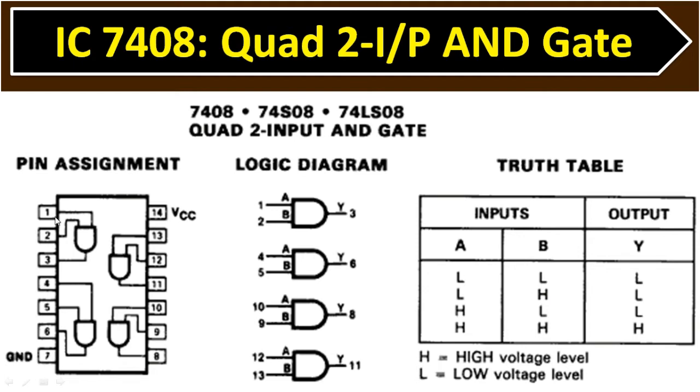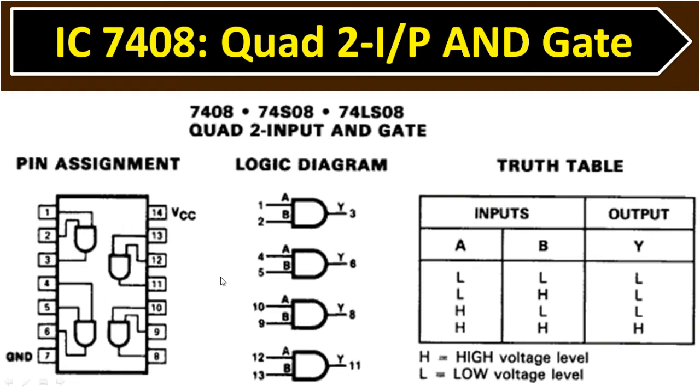Okay, then pin numbers 1 and 2 are the input, pin number 3 is output, pin numbers 4, 5 are the input, pin number 6 is output, pin 8 is output, pin numbers 9, 10 are the input, pin 11 is the output, pins 12, 13 are the input. So these are all 4 AND gates fabricated inside this 14 pin DIP chip.